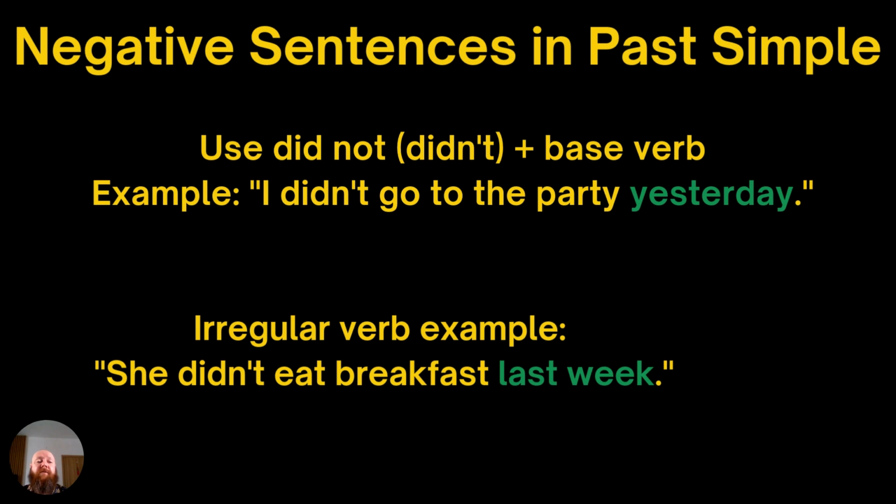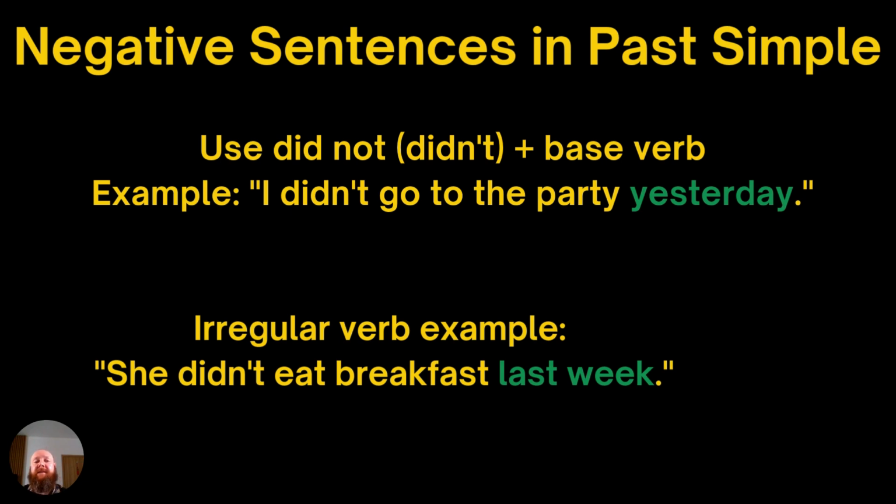And for the irregular verbs, this is the same. So she didn't eat breakfast last week. If it is a positive sentence, she ate breakfast last week. So always with the negative sentence, it is didn't plus the verb, the base verb, which doesn't change.